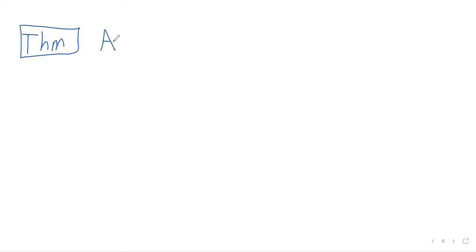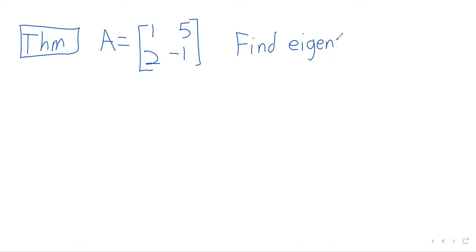So let A be this 2x2 matrix, a small matrix. And we'll find the eigenvalues, and then for the eigenvalues that we find, the eigenvectors.